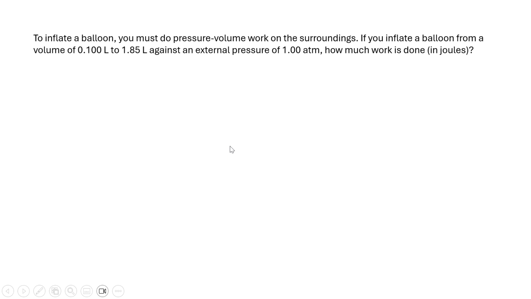Let's do a practice problem related to pressure volume work. So, the question reads, to inflate a balloon, you must do pressure volume work on the surroundings. If you inflate a balloon from a volume of 0.100 liters to 1.85 liters against an external pressure of 1 atmosphere, how much work is done in joules? So whenever I see the term pressure volume work, I'm going to think to myself, okay, well, let's use our equation. W is equal to negative external pressure times the change in volume.